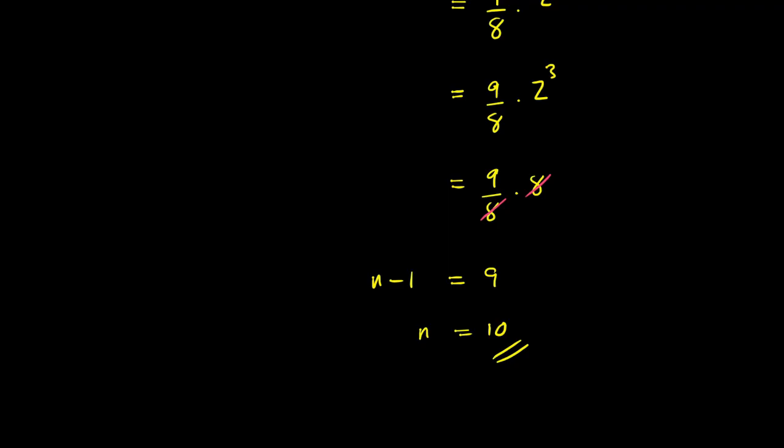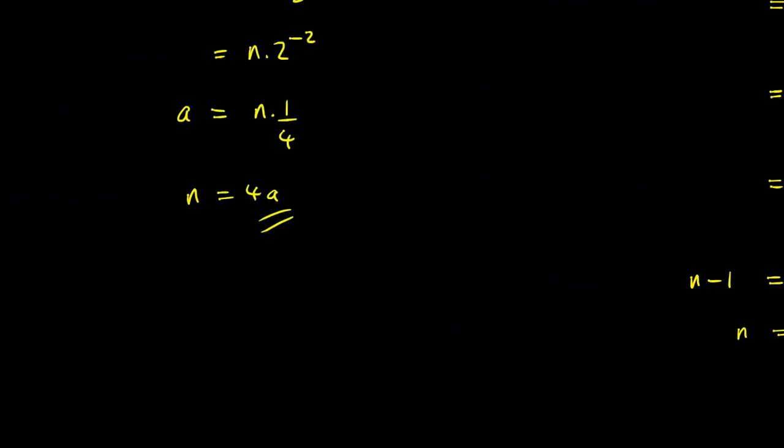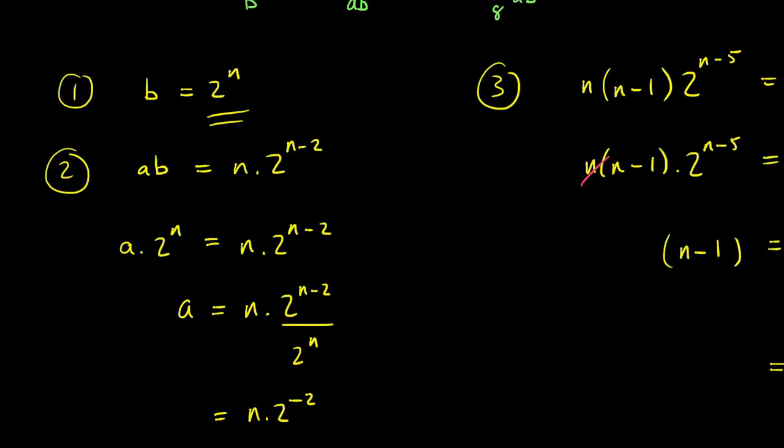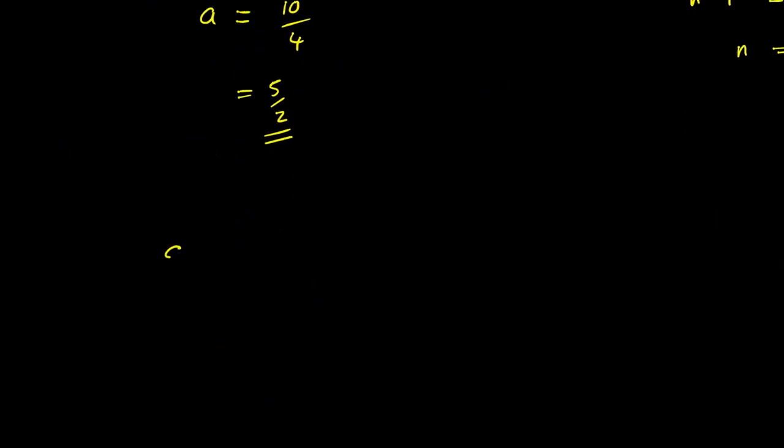Okay, well, if we've got n is equal to 10, we can go back and find the other values, can't we? Because a will be equal to n upon 4. So 10 upon 4, which is 5 upon 2 or 2.5. And b is 2 to the power of n. So b will be equal to 2 to the power of 10. Whatever that is, I can whack it into a calculator. 2 to the power of 10 is 1024. So let me write that out. a is equal to 5/2, b is equal to 1024, and I get that n is equal to 10. Those are my final answers.